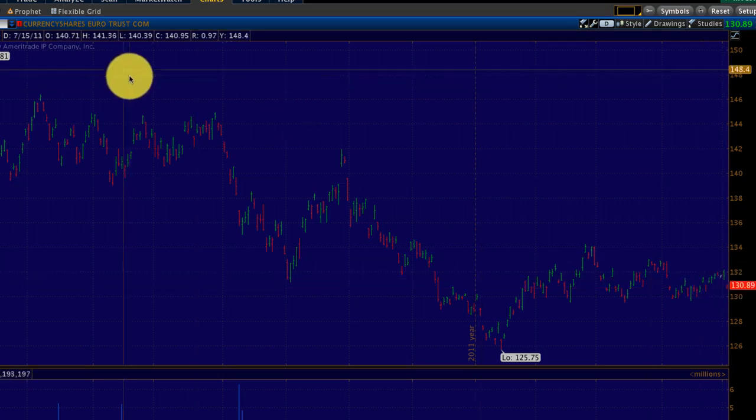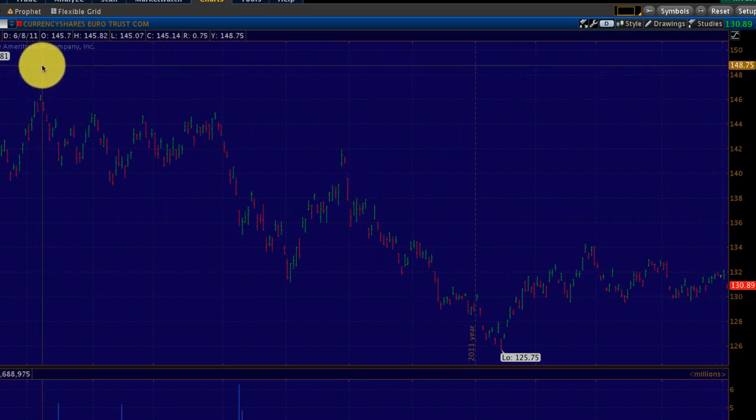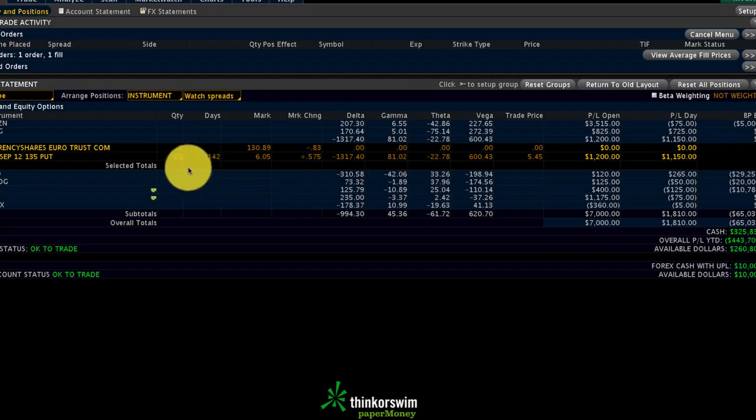So what I want to do is go back to my monitor trade. I still think it can come down to even below the 130 level. I don't want to close out my position, even though we have a $1,200 profit. But what I want to do is take some profit off the table, and therefore that gives you much more room for the trade to play out some more.